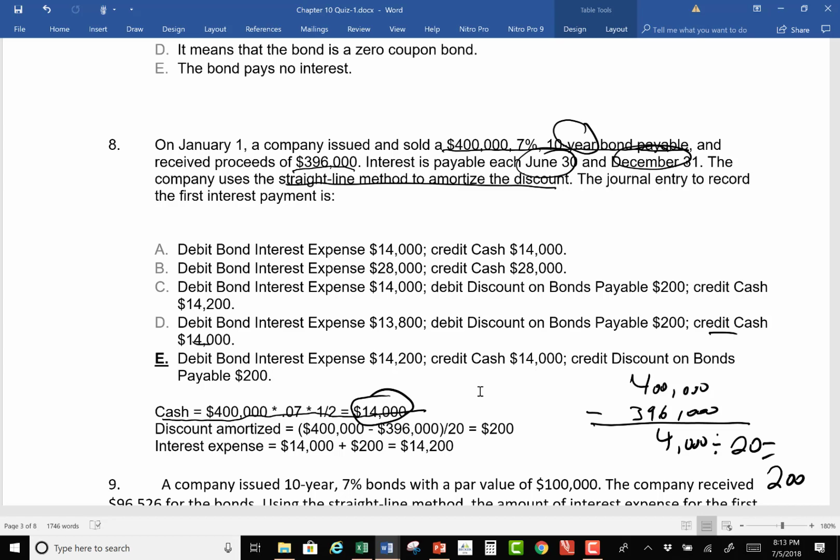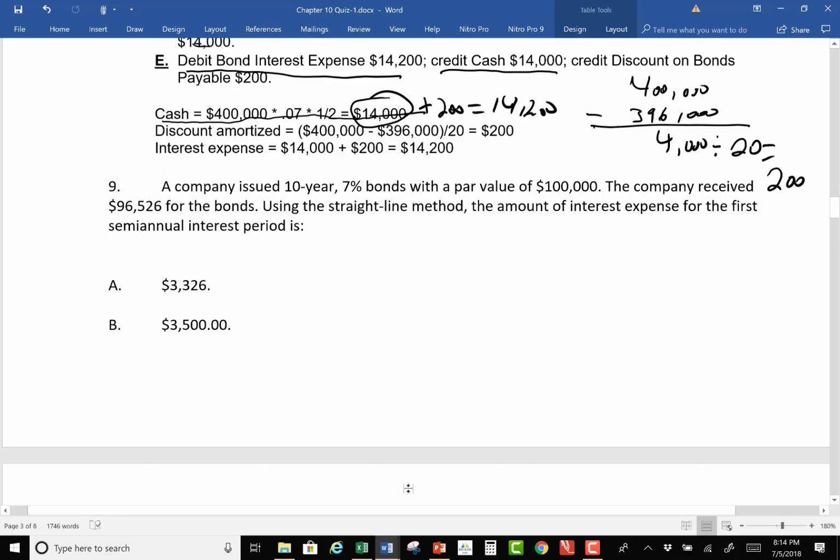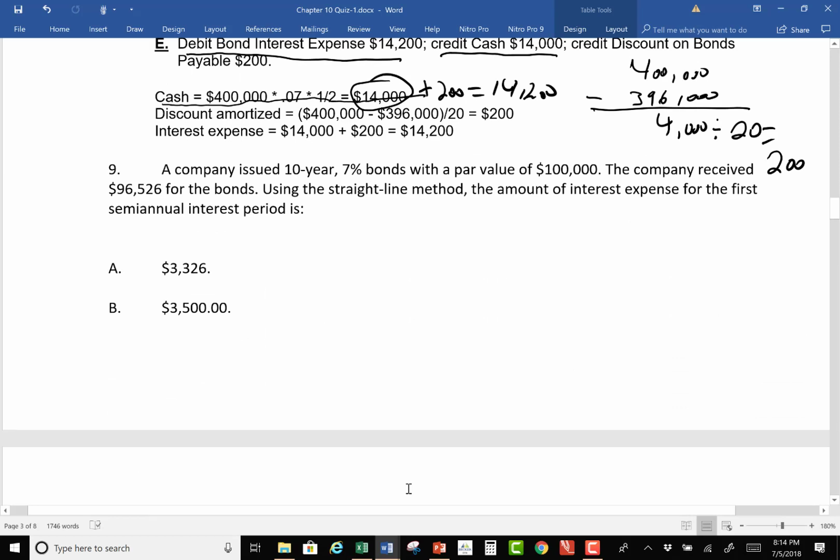You wrote that down? Okay. So the $14,000 plus the $200 gives me $14,200 interest expense. I credit cash for what? 14, and I credit the discount now, don't I, to bring the discount down? To bring the discount down, we have to credit it, right? The amortization makes it less, so I have to credit it. Okay? Okay, good. Stop me if you got a question.